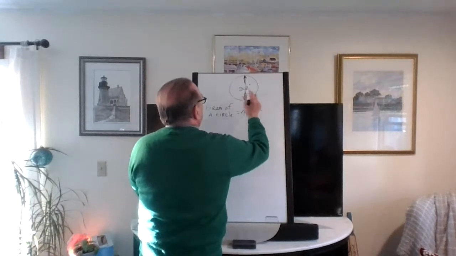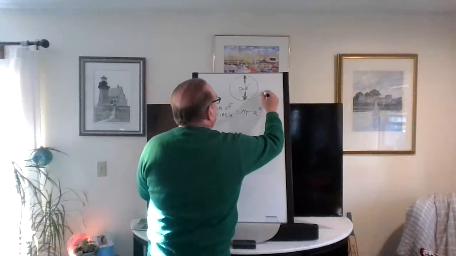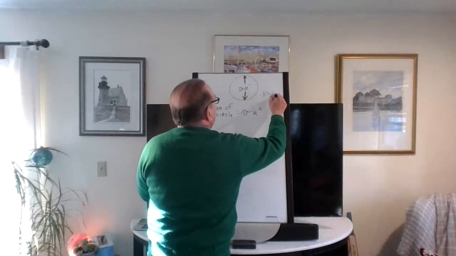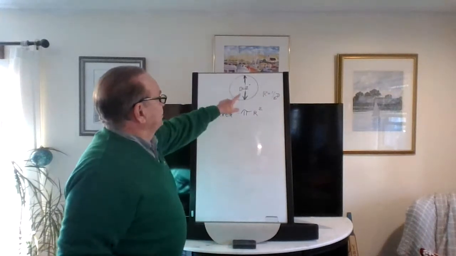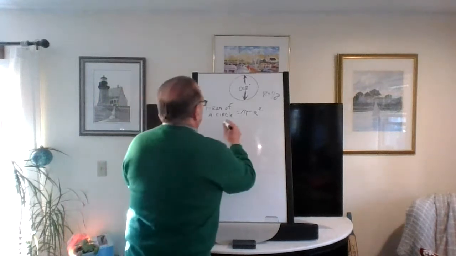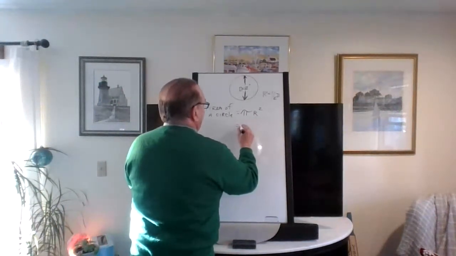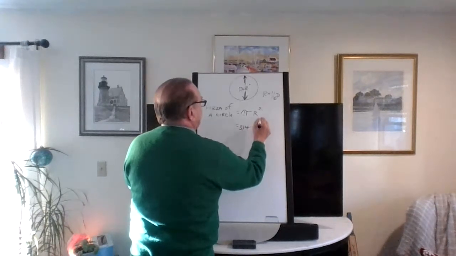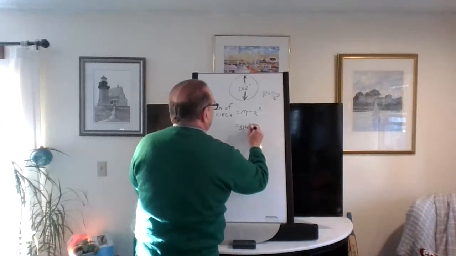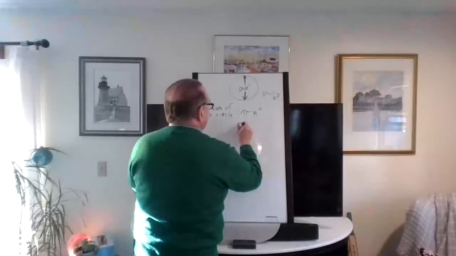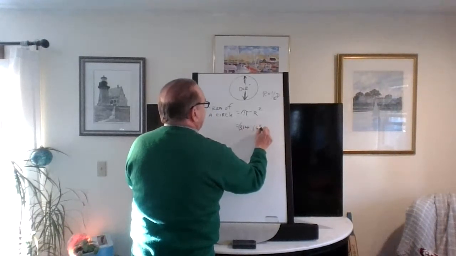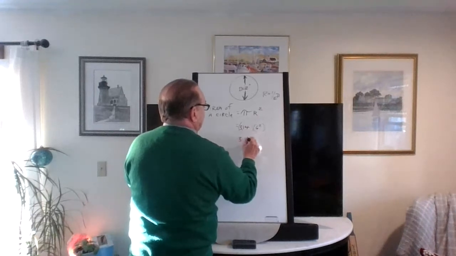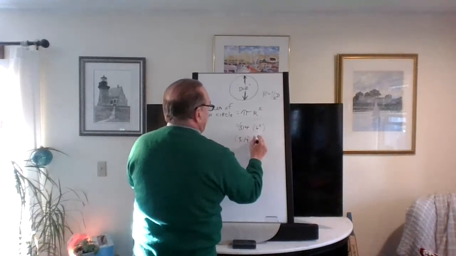Okay, what's the radius of this one? The radius is going to be half of that. Remember, r equals 1/2 d, or d equals 2r. All right, so the radius is going to be 6. So the formula will be pi, 3.14, don't forget this, times the radius, 6, squared. All right, so it's 3.14 times 36.